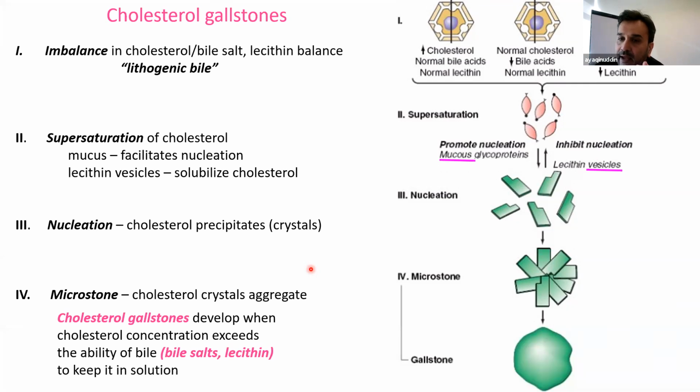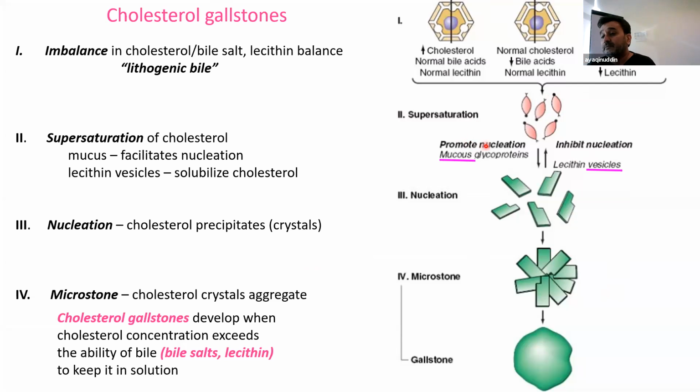So there is an adequate balance between how much you have of bile salts. If you have more bile salts, less cholesterol, cholesterol is going to remain solubilized and it will not crystallize or nucleate. But if you have an imbalance between bile salts and cholesterol, with less bile salts and more cholesterol, that will lead to nucleation, crystal formation and more gallstone formation.